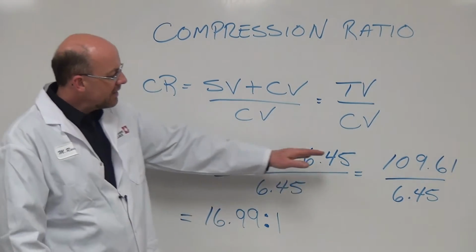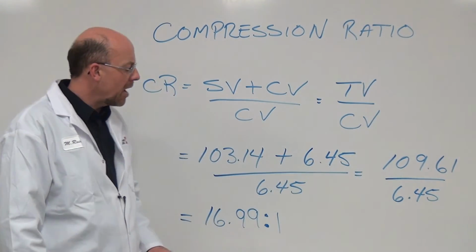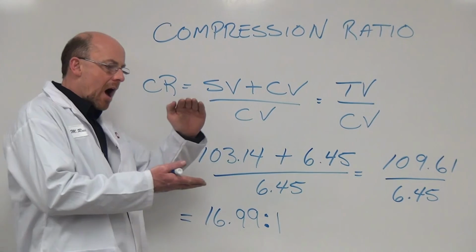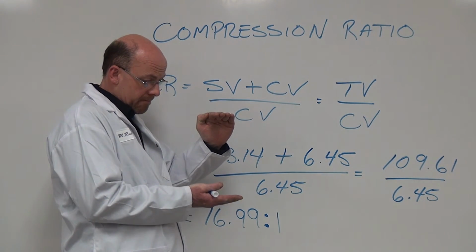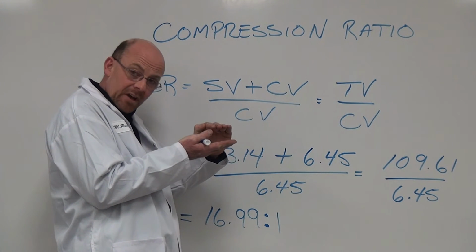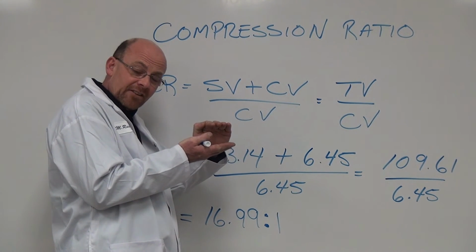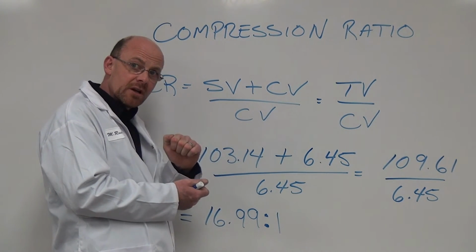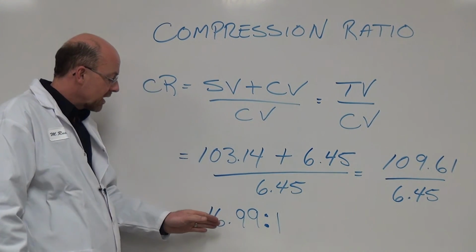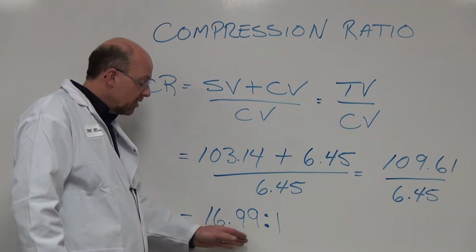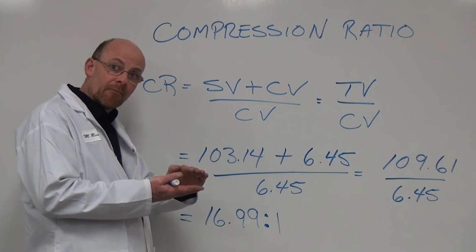So when we take this and we divide the top into the bottom, we're establishing how much we're actually compressing that swept volume into that available clearance volume. So that's the ratio of compression of that volume into that small space. And that's established at 16.99 to 1 for the complete swept volume movement.